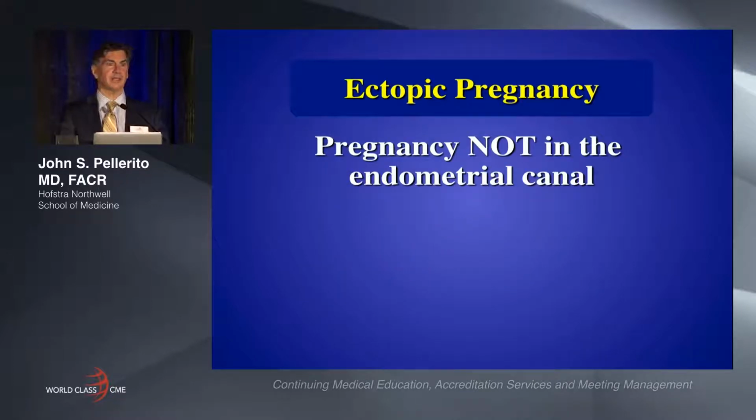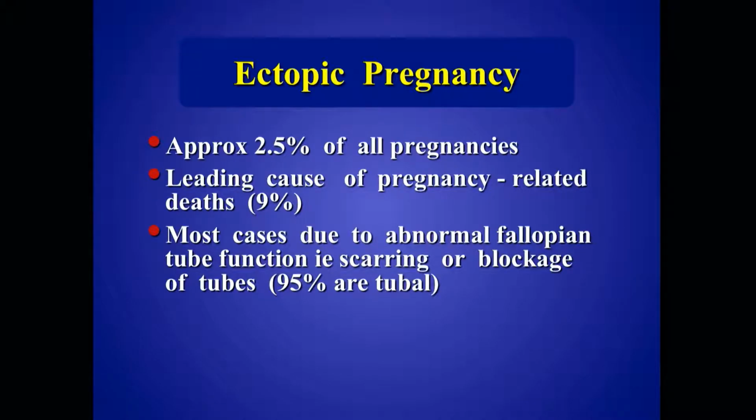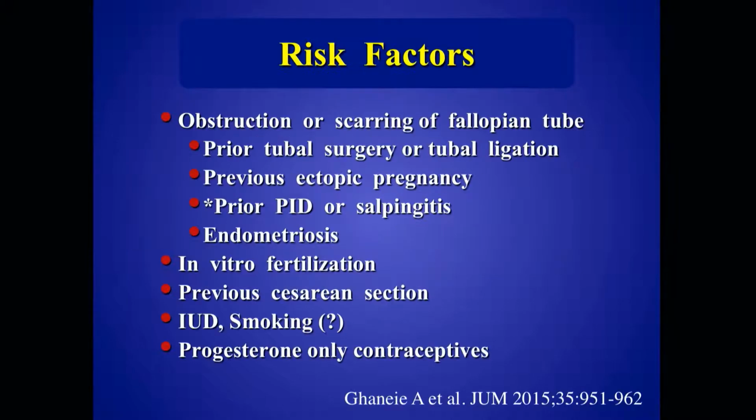So important to recognize the definition of ectopic pregnancy is a pregnancy that is not in the endometrial cavity. Any pregnancy that you do not see within the endometrial canal should be considered an ectopic. So ectopic pregnancies represent about 2.5% of all pregnancies. They're the leading cause of pregnancy-related death, about 9%. And most are due to abnormalities of the fallopian tube, whether it be due from scarring or blockage of the tube. And we know that the majority are in the tube.